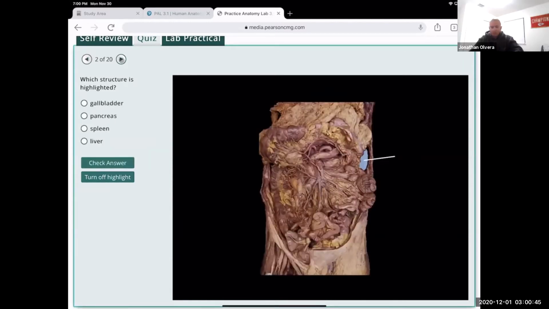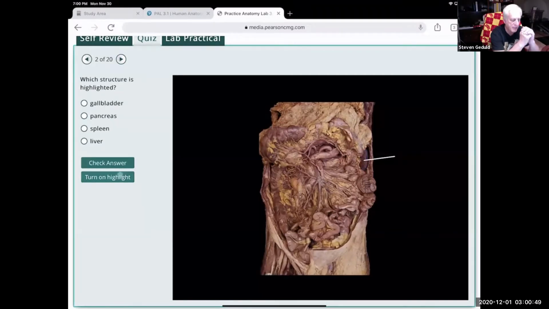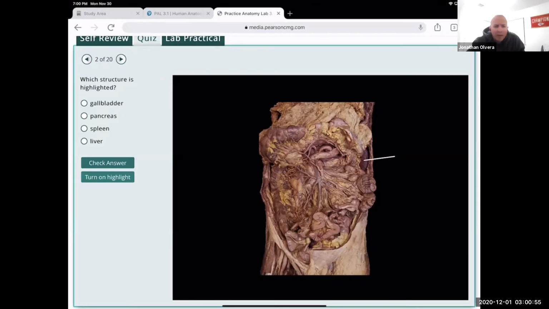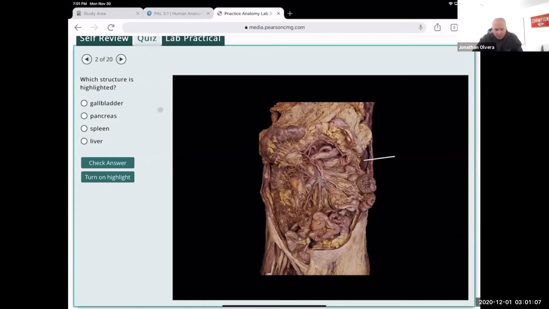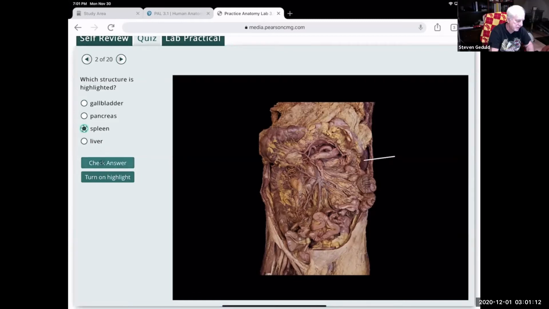Okay, what structure is highlighted there? Sometimes it's better to see it without the highlight. What would that be? Pancreas? Or my bad, spleen. That'd be the thing, because you see the pancreas right here. This is your pancreas. One of the dots flowing along right here. That's the pancreas, and it points to the spleen. So that is the spleen. Perfect.